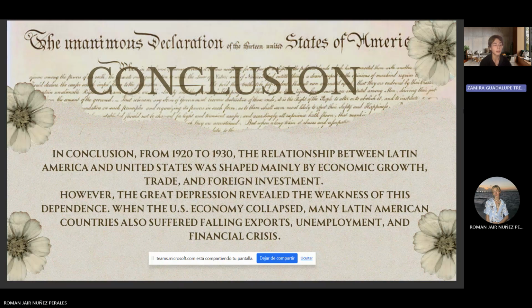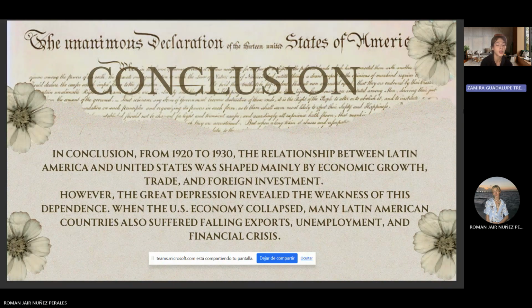And in conclusion, between 1920 and 1930, the United States became the main economic influence in Latin America. Of course, the United States was the main manufacturer. So if the other countries didn't have the availability to export all of their raw materials, of course, the United States was going to have the main power in that situation.